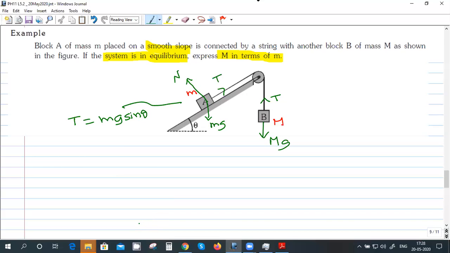Okay, and what is the tension here in the block B? Capital Mg sin theta. No, no, no. It is the same tension, no? Yes, so mg sin theta. The string is same. So from this you get m sin theta equal to M, because these two forces should be equal. Yes, sir. Here actually it turns out that capital M is small.